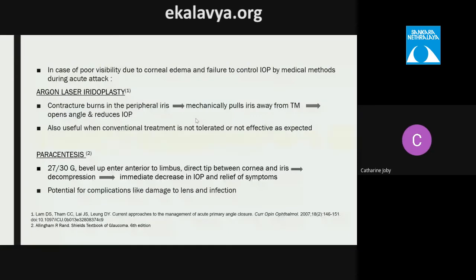Placing contraction burns in the peripheral iris mechanically pulls the iris away from the trabecular meshwork, opening the angle and reducing the intraocular pressure in argon laser iridoplasty. It's also useful when conventional treatment is not tolerated or not effective as expected. In paracentesis, a 27 or 30 gauge needle with bevel up enters anterior to limbus with tip directed between cornea and iris. This will lead to decompression of anterior chamber, leading to immediate decrease in intraocular pressure and relief of symptoms. The potential for complications like damage to lens and infection should also be considered.